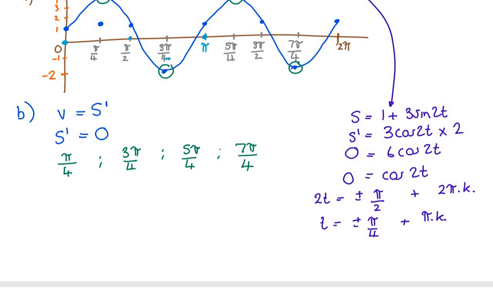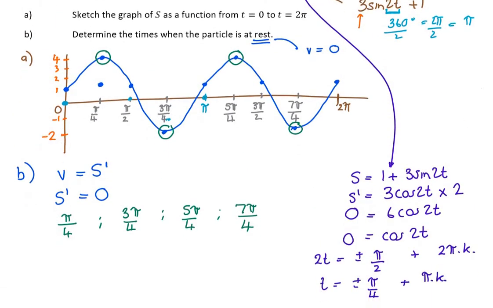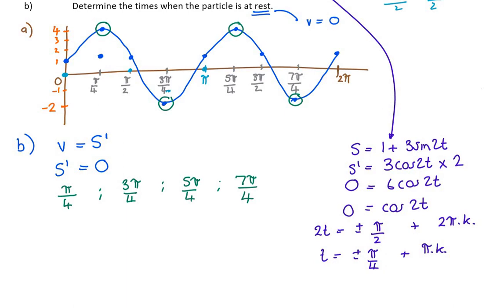Now don't forget this domain was from 0 to 2 pi. So negative pi by 4 is not applicable, but pi by 4 is, so that's there. And I'm allowed to add pi. So pi by 4 plus pi will be 5 pi by 4. And negative pi by 4 but plus pi will be 3 pi by 4. And if I plus another pi, I'll get 7 pi by 4. So I could have solved it algebraically if I hadn't drawn a picture.